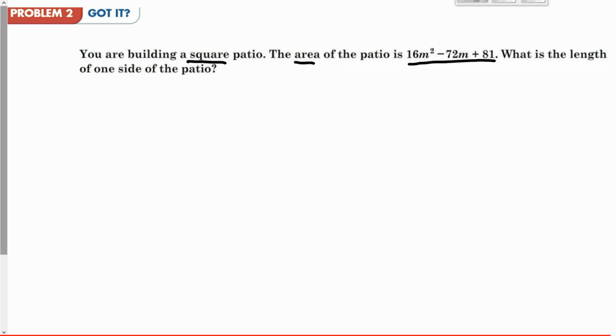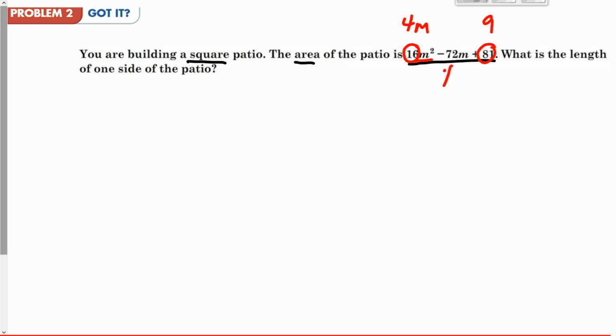Okay, so you notice that 16 and 81 are perfect squares. Well, what times what is 16? Or what times itself? 4. What times itself is 81? 9. Now I have to look at the m squared. What times itself is m squared? That'd be 1m.